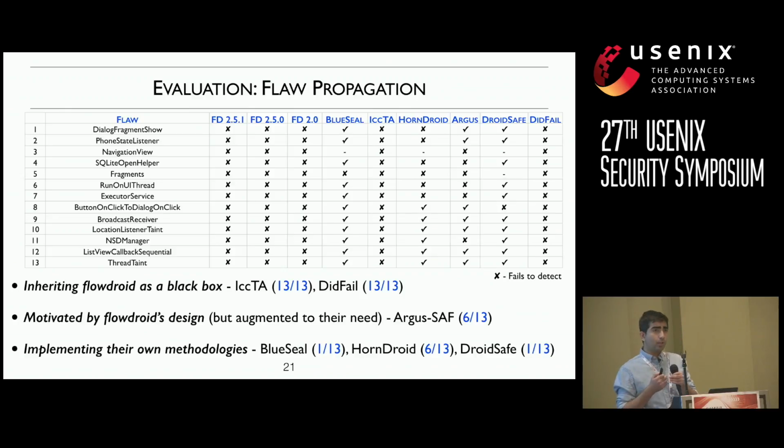To summarize the results, we found that the tools that inherited FlowDroid as a black box, perhaps unsurprisingly, inherited all of these flaws as well. The tools that were motivated by FlowDroid's design but made some tweaks and changes to their own implementation inherited these flaws partially, around 50%. The tools that had the same security goal but had their own methodologies were the least impacted by this flaw propagation problem.